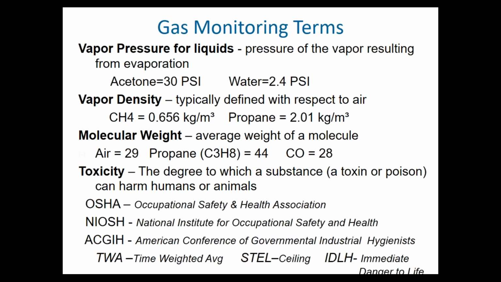So let's say I was putting a gas detection system in a garage that also had propane-driven buses. I would have to know that air is 29, so I need some sensors at the floor because propane, at 44, is 1.6 times heavier than air. And carbon monoxide, I probably want to put those sensors at the ceiling because it's slightly lighter than air.